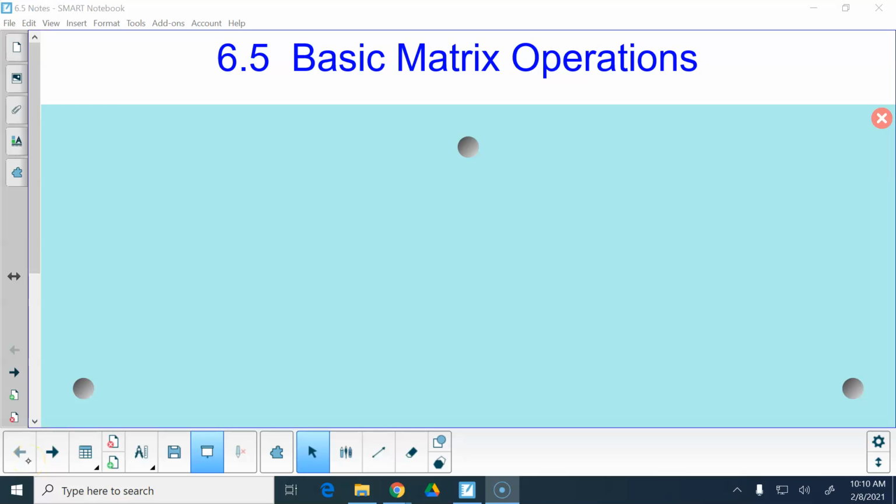Let's talk. We're going to continue on here this week. We're going to talk about matrices. We're going to need to use matrices for next week, and next week we're going to solve systems of equations using matrices. Okay? And it's a great tool for you.